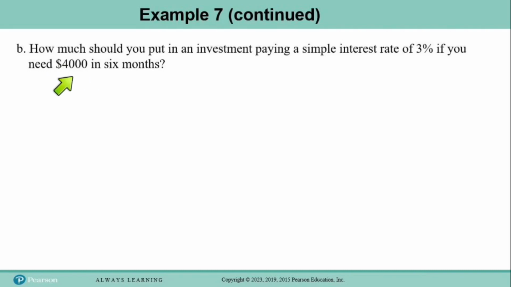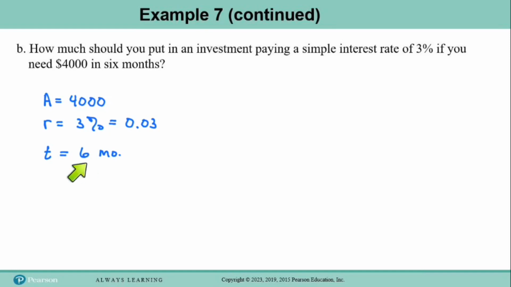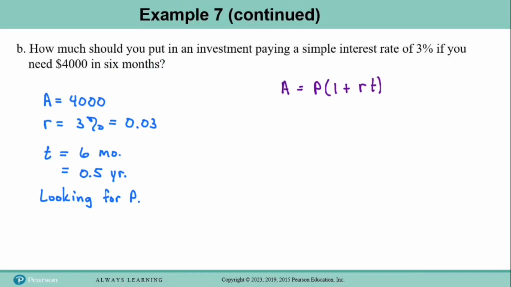So of course we need the future value of the investment to be $4,000. So A equals 4,000. And then R is 3%, and in decimal form, of course, that is 0.03. And the time is 6 months. Now, we know we have to convert that to years, so 6 divided by 12 is 0.5 years. And we know that we are looking for the present value because we're looking for how much we have to start with. And let's get our future value formula. So here it is, A equals P times 1 plus RT.